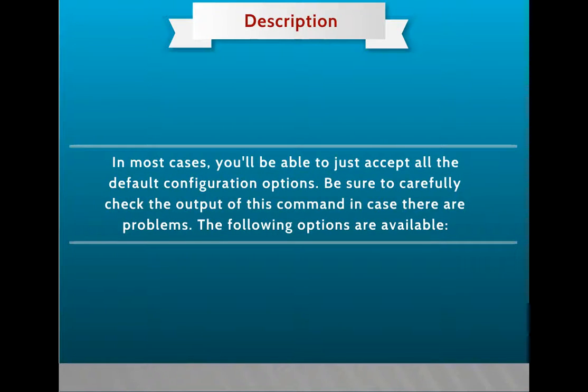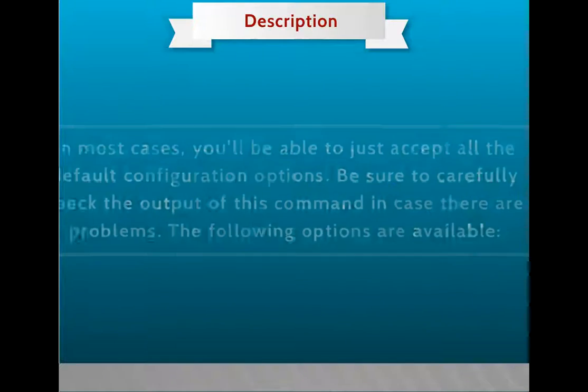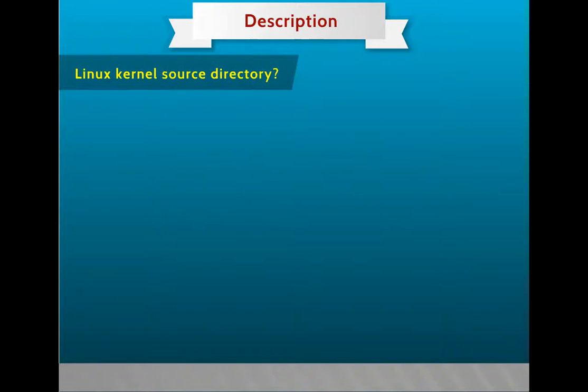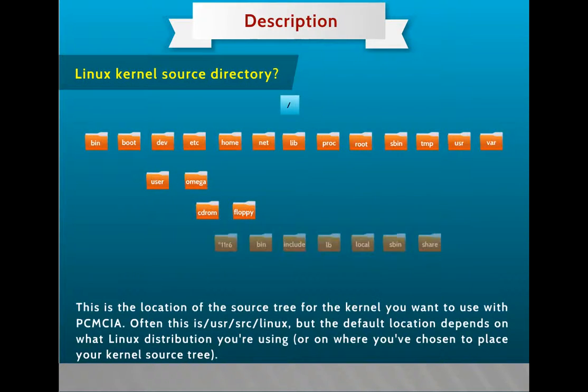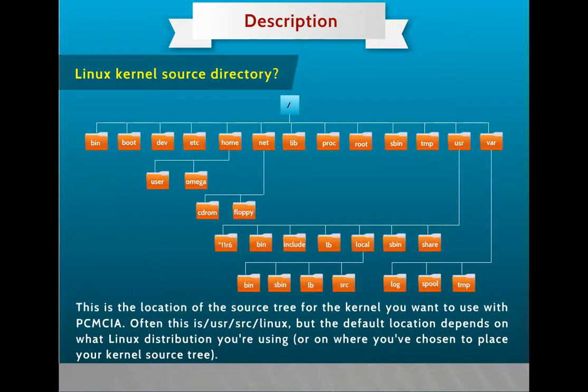In most cases, you will be able to just accept all the default configuration options. Be sure to carefully check the output of this command in case there are problems. The following options are available: Linux kernel source directory. This is the location of the source tree for the kernel you want to use with PCMCIA. Often this is /usr/src/linux, but the default location depends on what Linux distribution you are using or on where you have chosen to place your kernel source tree.